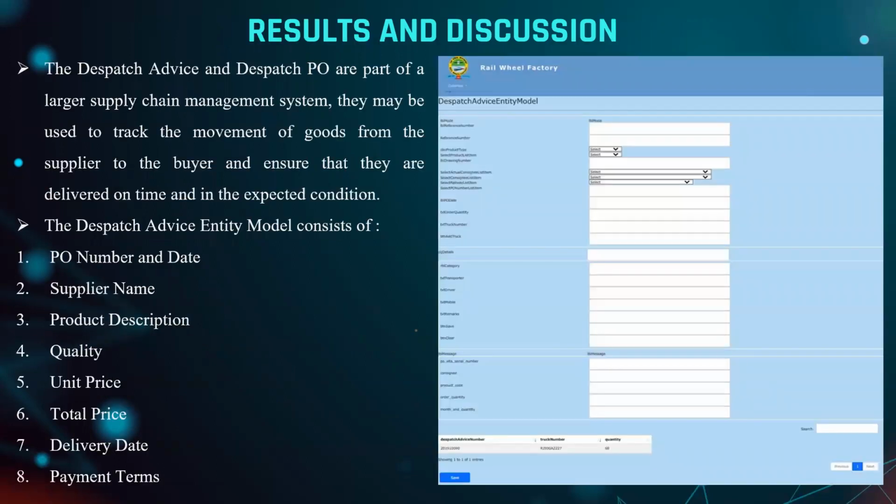Results and discussion. The dispatch advice and dispatch PO are part of a larger supply chain management system. They may be used to track the movement of goods from the supplier to the buyer and ensure that they are delivered on time and in the expected condition. The dispatch advice entity model consists of PO number and date, supplier name, product description, quality, unit price, total price, delivery date, payment terms.